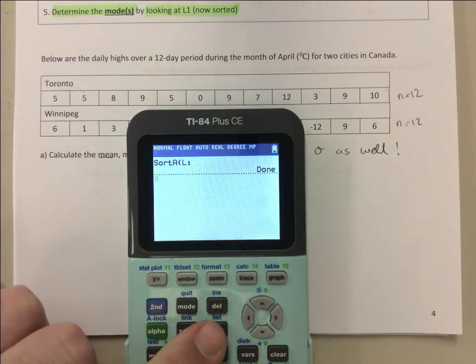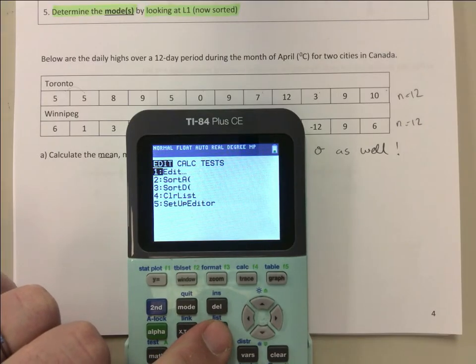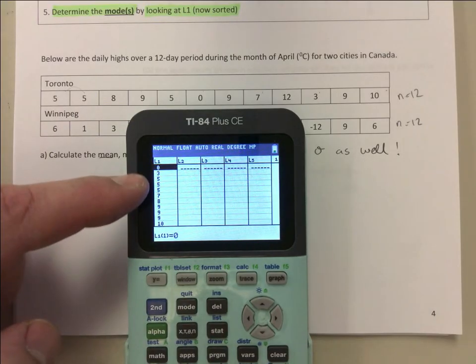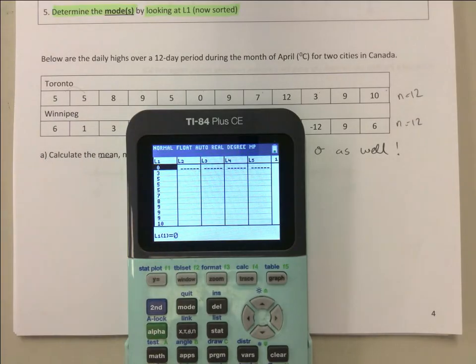If you were to go check again, stat, edit, you can tell that it has been arranged for you. That's pretty cool, especially if you've got 20, 30, 40, 50 values. It's very handy.